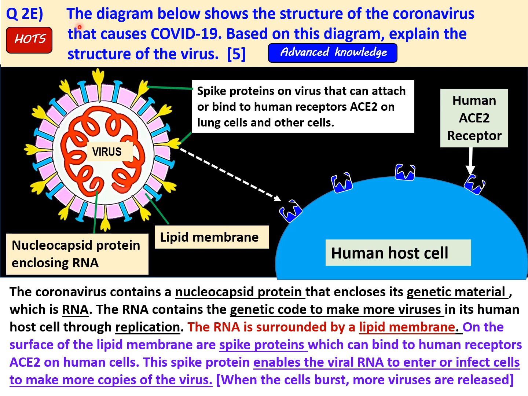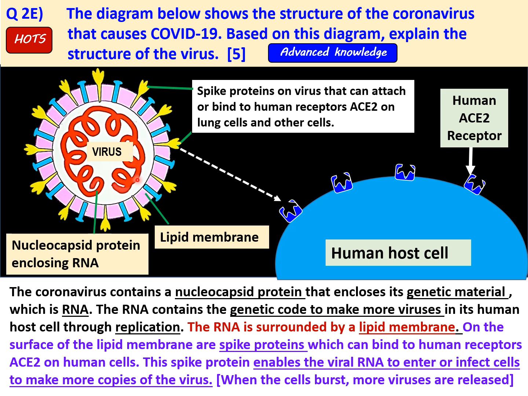The diagram below shows the structure of the coronavirus that causes COVID-19. Based on this diagram, explain the structure of the virus. 5 marks. Okay, so it's a HOTS question. So when you come to tackle a HOTS question, you have to study the diagrams carefully and find out what information can be used that you can elaborate on. All right, now notice that you're asked to explain the structure of the virus.